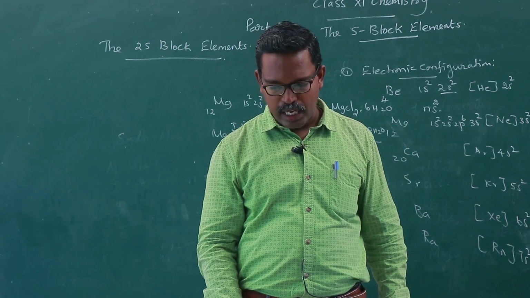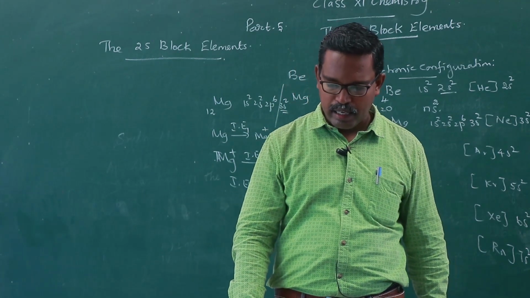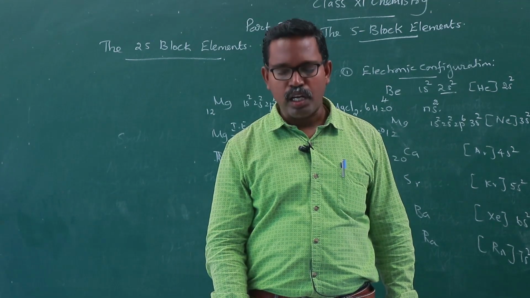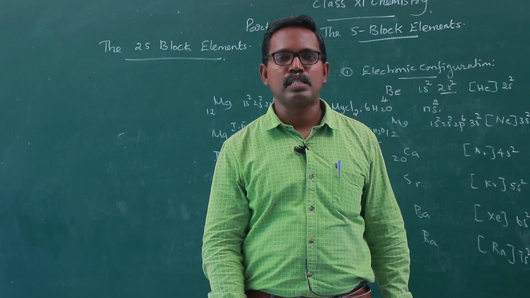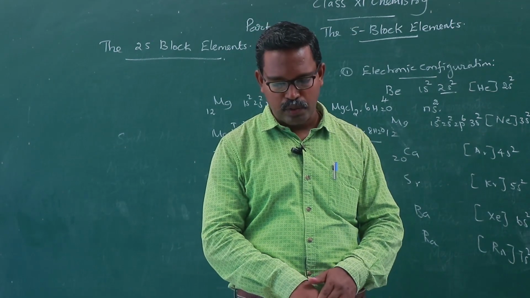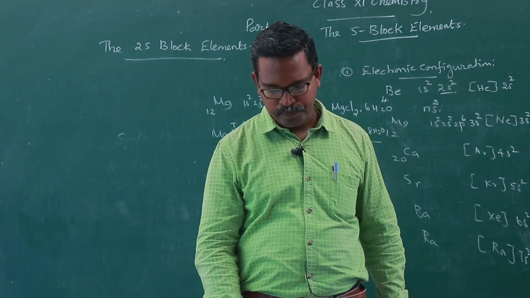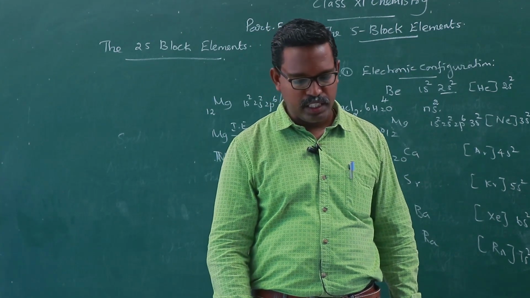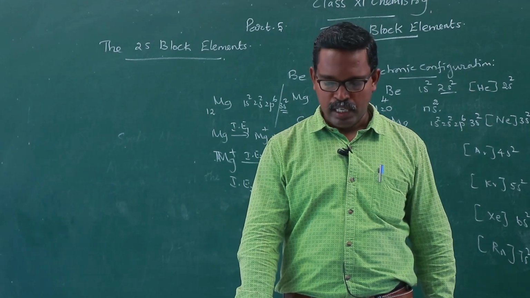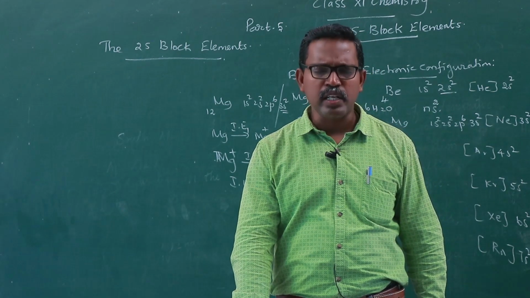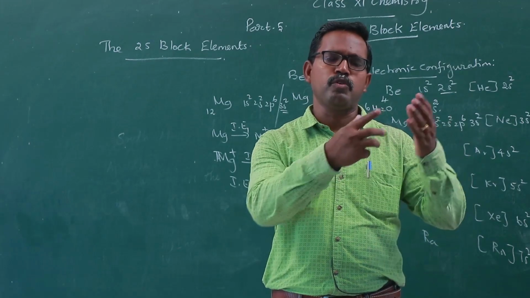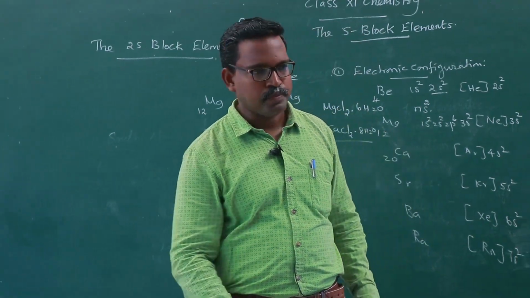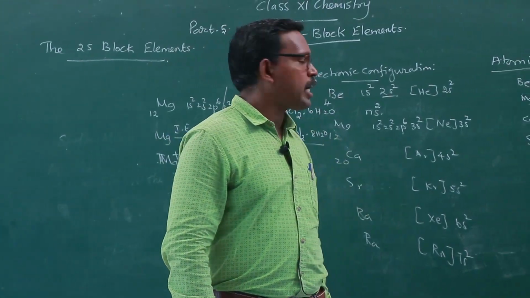Like alkali metal ions, the hydration enthalpy of alkaline earth metal ions decreases with increase in size down the group. As we move down the group, the size of an atom increases, therefore the hydration enthalpy decreases. So these are some general characteristic properties.